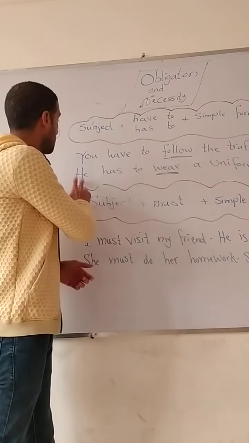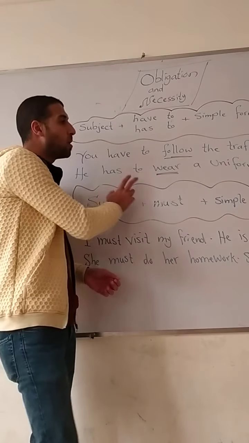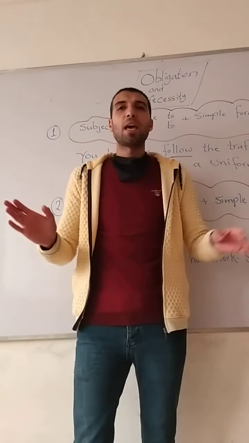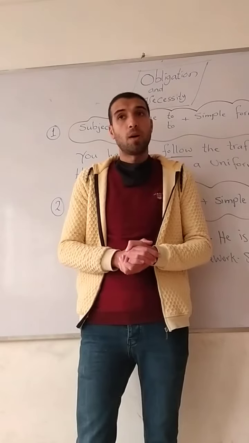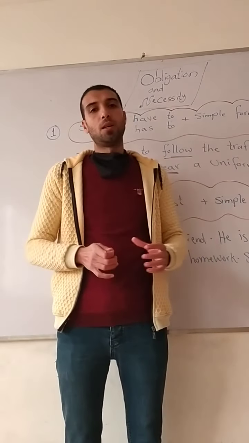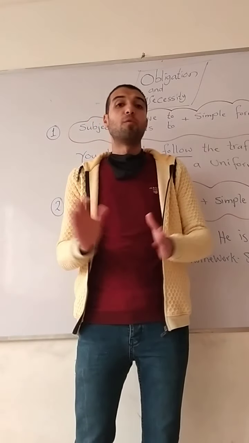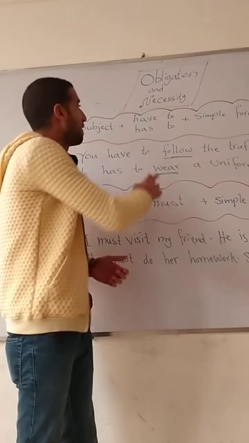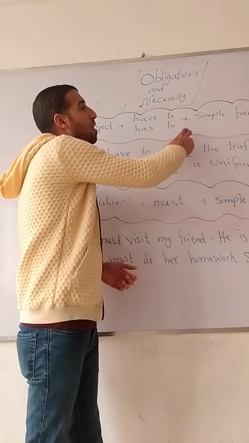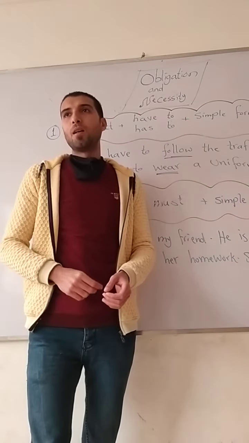Okay, but look at the second example. He has to wear a uniform in class. All students have to wear a uniform in class. Why? Because it's the school rules to follow. So no one is allowed to sit in class without a uniform. This is the meaning of have to or has to plus the simple form.